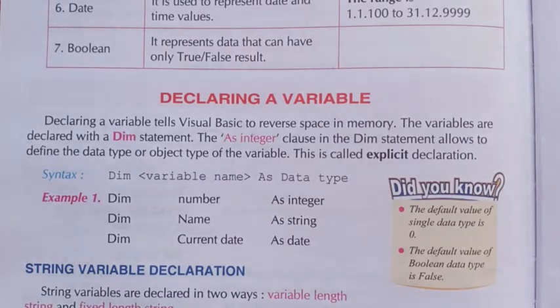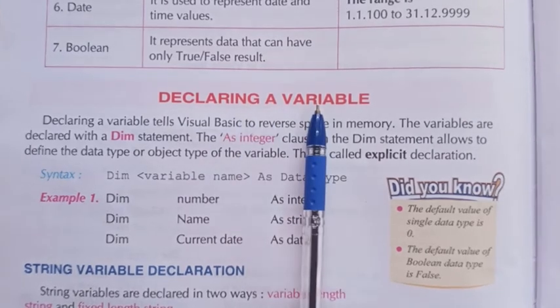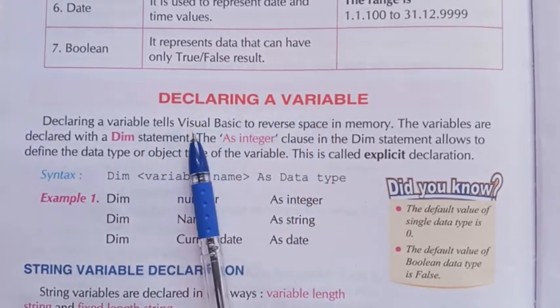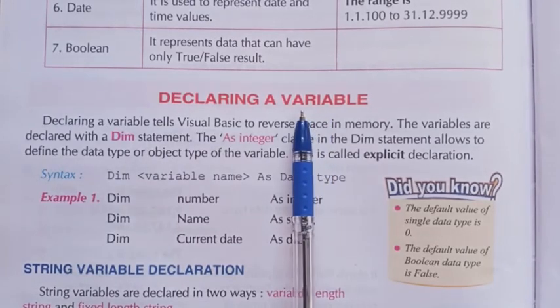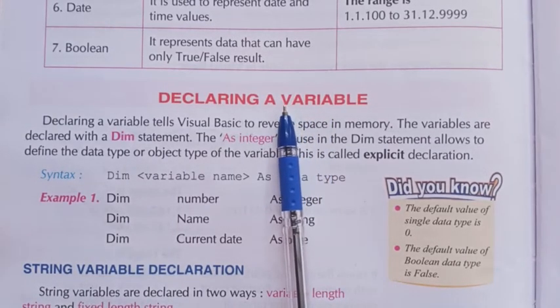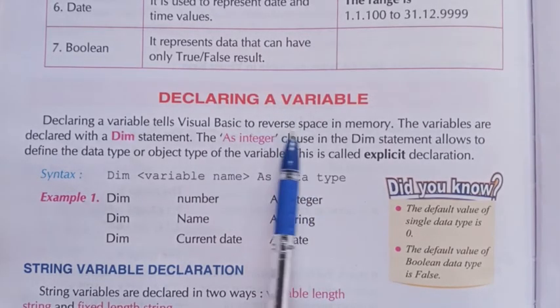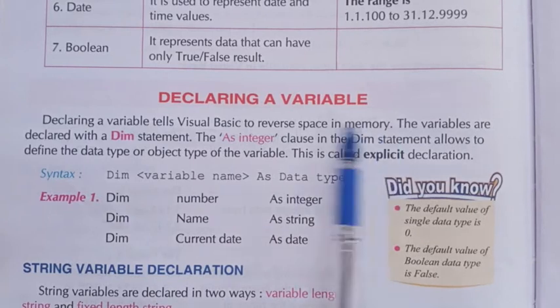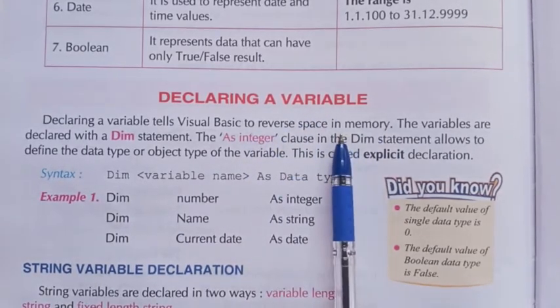Next, how are we going to use these variables and data types? Before using any kind of variable, we first need to tell Visual Basic through the coding that this is a variable. This very procedure of telling that this is a variable is known as declaring a variable. While we declare a variable, a space is reserved in the memory of the computer for storing the value in that variable.